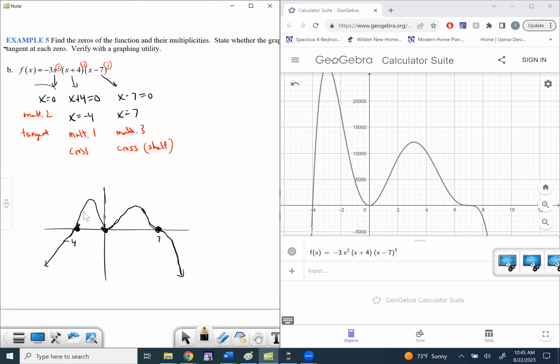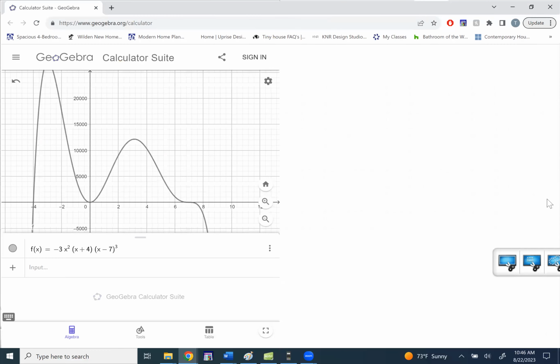All right. Okay, so at -4, we cross through. At 0, we were tangent. And at 7, it crossed through, but it crosses through in this wiggling way where we make a shelf point. That's different than this cross through, right? A little man could stand on the graph, right? We could have somebody standing here. We could not have somebody standing on that. Okay. All right, let's take a picture of this and bring this to our screen.